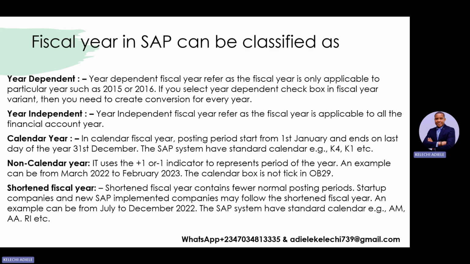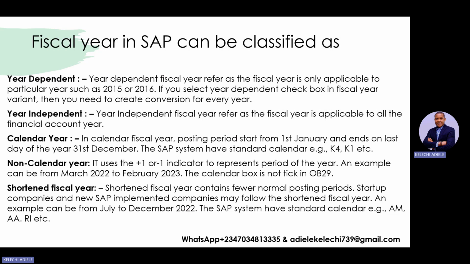In SAP S/4HANA, fiscal year is classified according to the following. First, we have the year dependence. The year dependent fiscal year refers to a fiscal year that is only applicable to a particular year, such as 2026 or 2027. If you select the year dependent box in the fiscal year variant, then you need to create a conversion for every year. So it means that it is year specific. Year independent fiscal year refers to a fiscal year that is applicable to all financial accounting fiscal years.